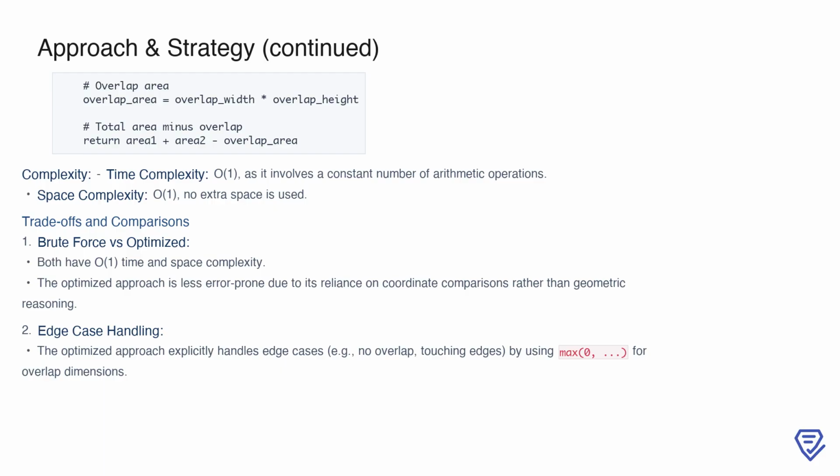Comparing this optimized approach to the brute force method, both have the same theoretical complexity, but the optimized version is significantly less error-prone. By focusing on coordinate comparisons rather than geometric reasoning, it avoids potential pitfalls with edge cases, such as when rectangles just touch along one edge or corner. The use of max(0, ...) ensures that negative overlap dimensions are handled correctly, making the solution robust and reliable.